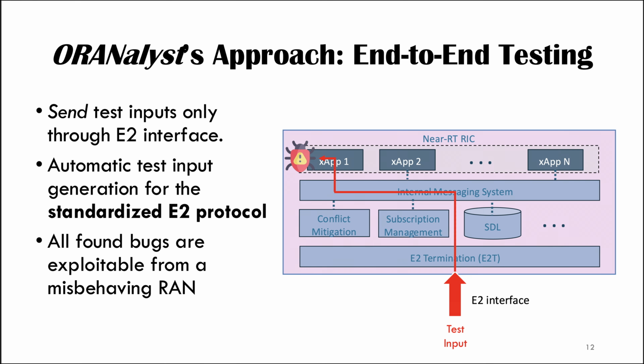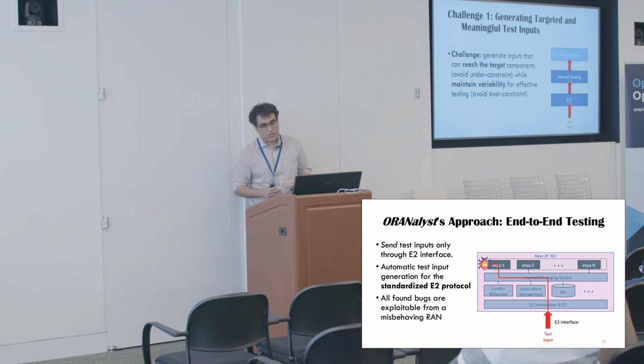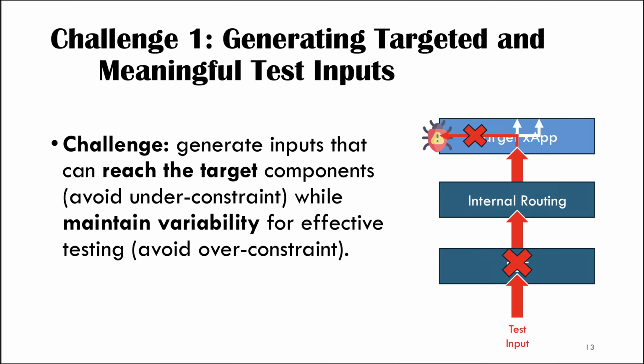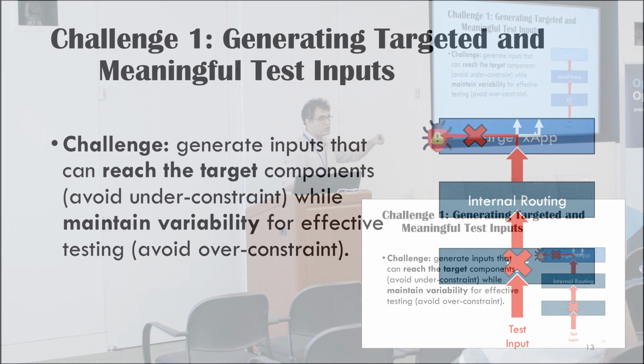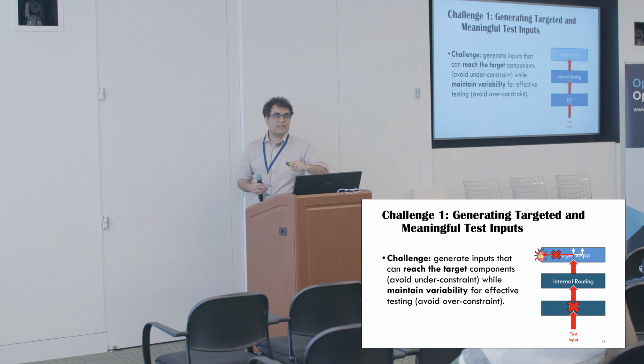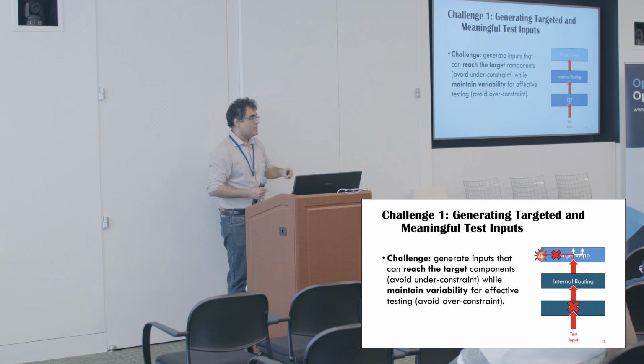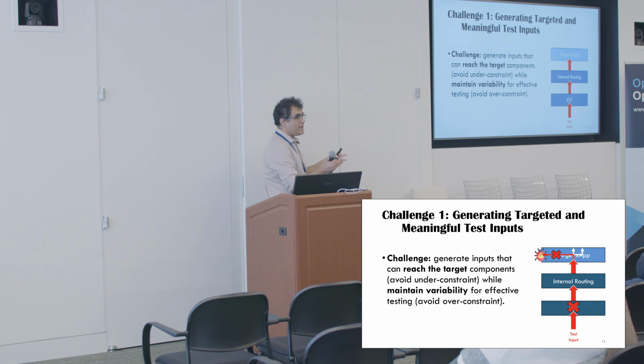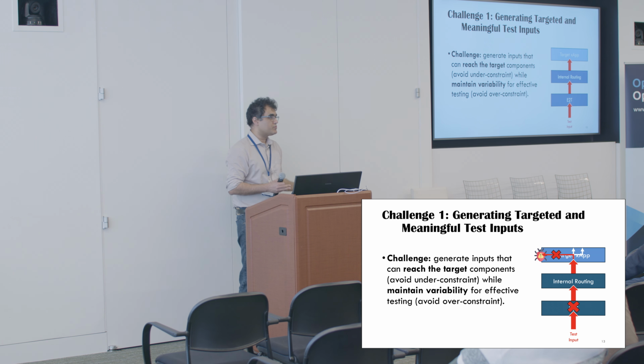But to create this end-to-end testing framework for RIC or non-real time RIC, the first challenge is that whenever you generate inputs from RAN, the inputs have to route through many internal components and finally reach the target that you want to test. If your input does not comply with the message format and semantics of the internal components, those components will drop your input. It will not reach the desired target.